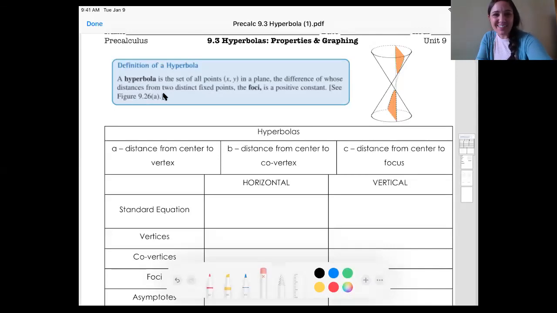So the definition is a set of all points in a plane, the difference of whose distances from two fixed points, called the foci, is a positive constant.